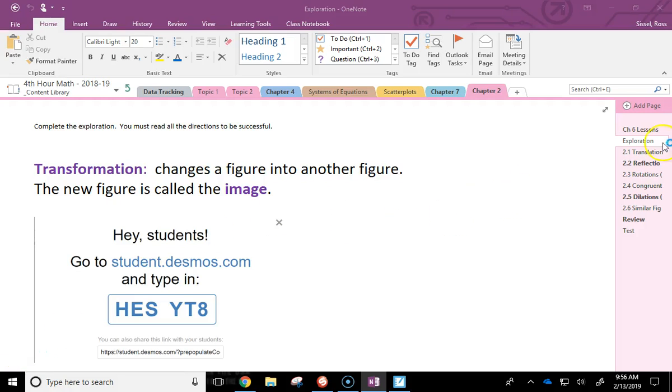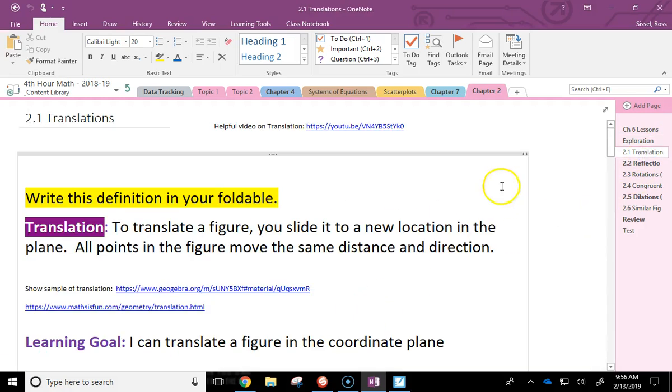Alright, so today we are going to work with translations. Now, I'm going to jump over to this. If you end up getting into OneNote later, we don't need it open right now for what we're doing. But I did put a helpful video on translation if after today's lesson you're still kind of confused and not being able to do your homework.